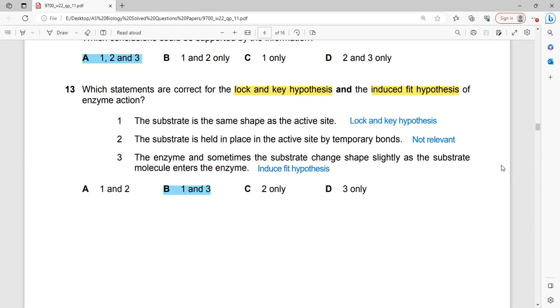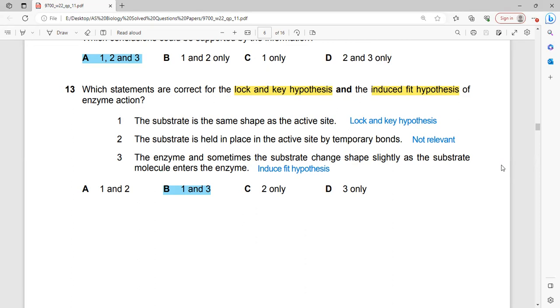So that's going to modify its shape. Now we'll see which statement correctly explains this function. The substrate is the same shape as the active site. If the substrate is exactly complementary to the active site and it's not changing its shape, that's the lock and key hypothesis. The substrate is held in place at the active site by temporary bonds. That's overall a correct statement, like making temporary hydrogen bonds, but it's not defining either the lock and key or the induced fit model.